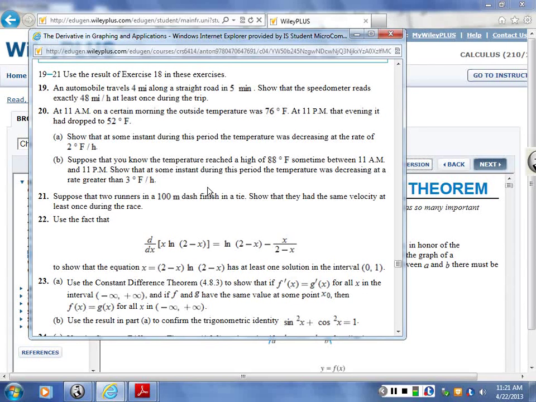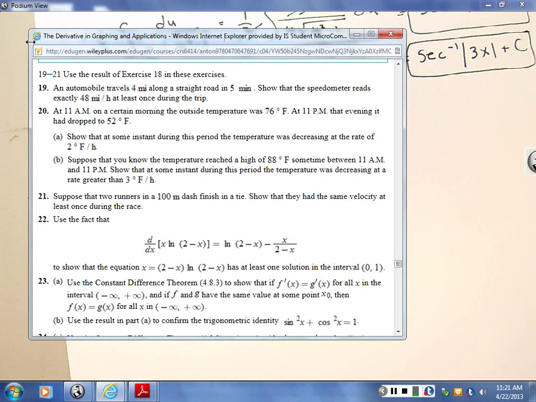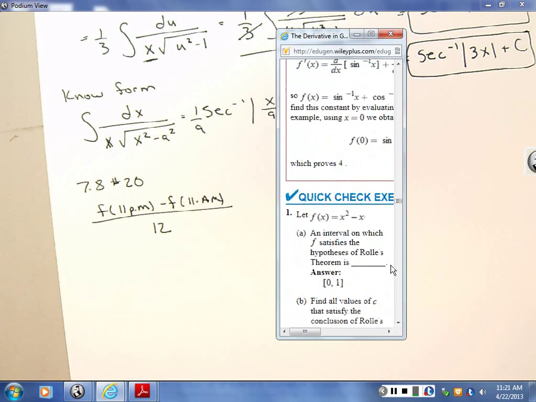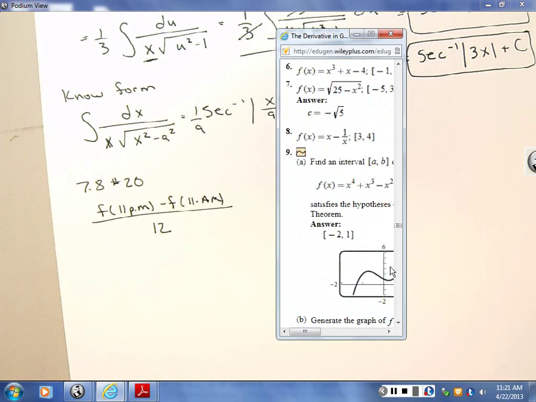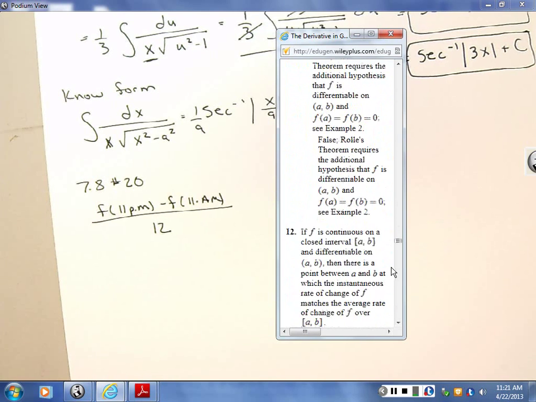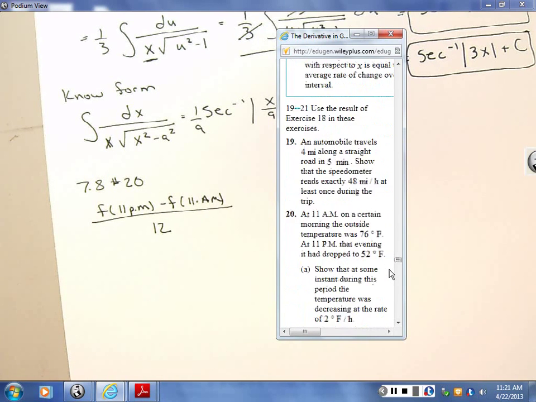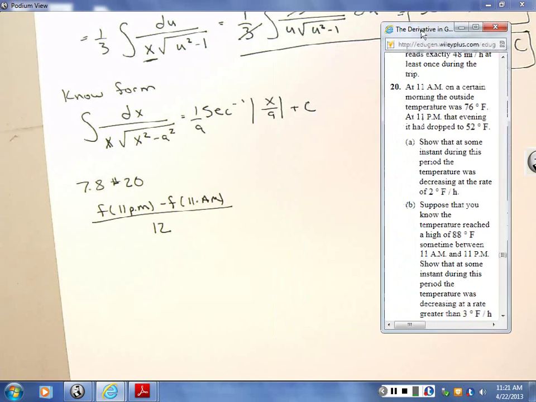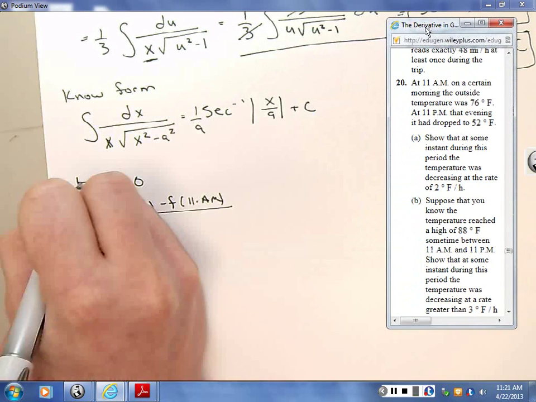So I have f of, let's say, 11 p.m. minus f of 11 a.m. over the 12-hour difference. Oh, sorry, I mean Calc 2, section 4.8, thank you for clarifying that. So we're looking at this problem here, and we'll change this to 4.8.